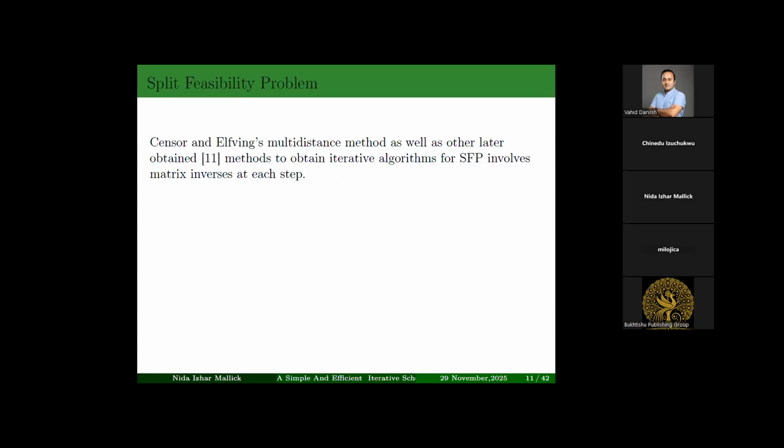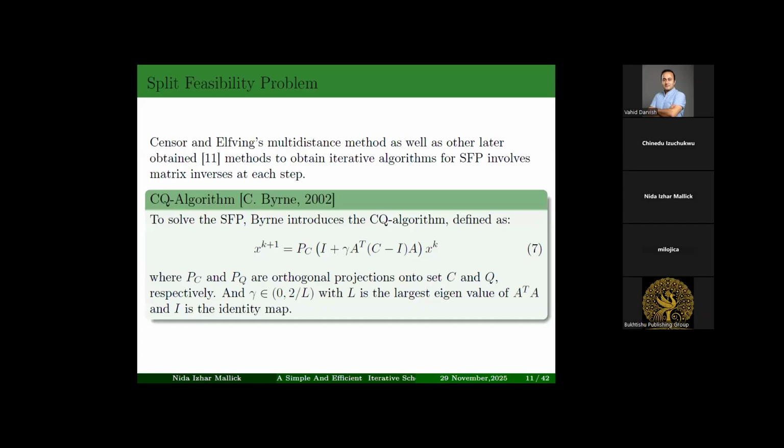After the proposal of the split feasibility problem, many methods came to solve it, but the complexity with all those methods was that they involved matrix inverses at each step, which was complex to compute. So in 2002, Byrne proposed the CQ algorithm, which was much more efficient than all earlier known algorithms, and it doesn't even involve matrix inverses. Byrne defined the CQ algorithm by equation number 7.